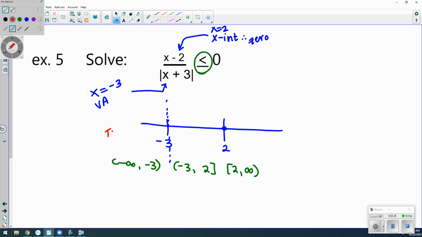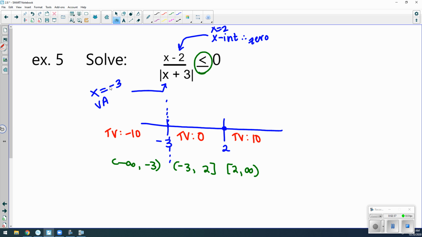Time for some test values. I'm going to test -10, I'm going to test 0, and I'm going to test +10. I just chose those numbers because they're easy for me to work with, and they fall in these intervals. So if I plug in -10, I have -12 over +7, the absolute value of -7, and so that outcome is going to be negative. If I plug in 0, I have -2 over +3, which is negative. If I plug in +10, I have 8 over 13, which is positive.